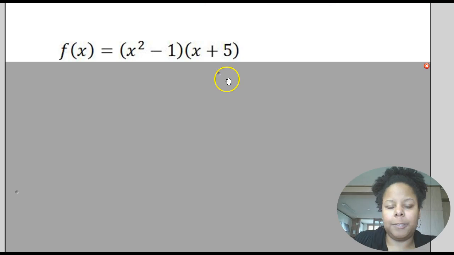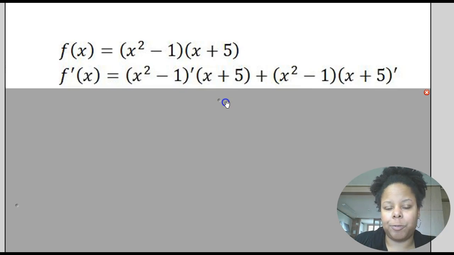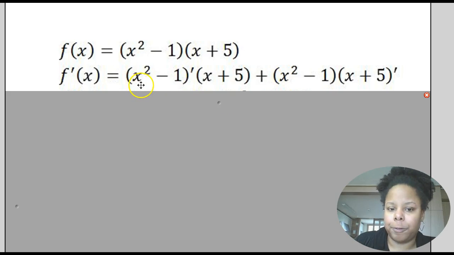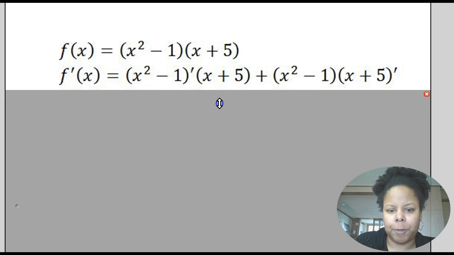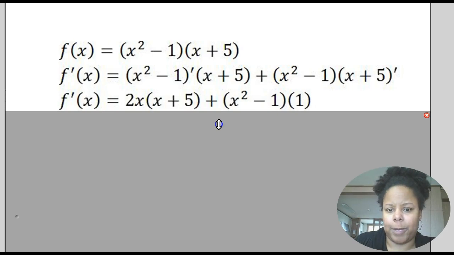Here's an example of using the product rule to find the derivative of a function. If the function is x squared minus 1 times the quantity x plus 5, the derivative would be the derivative of the first times the second plus the derivative of the second times the first. Of course, order doesn't matter as much because we're doing multiplication and addition, which is commutative. And so the derivative of the first, x squared minus 1, is just 2x, and the derivative of x plus 5 is just 1.